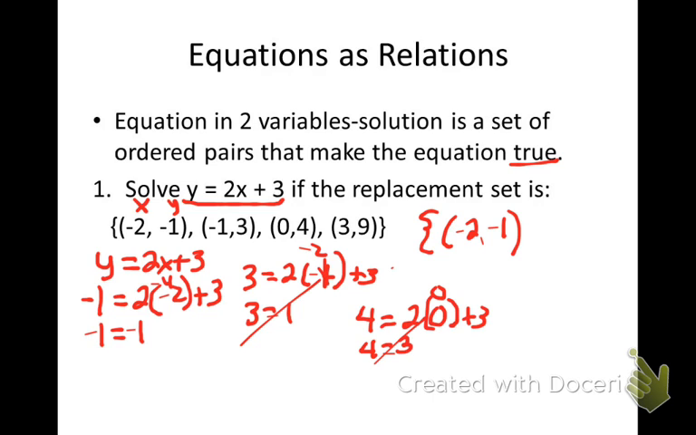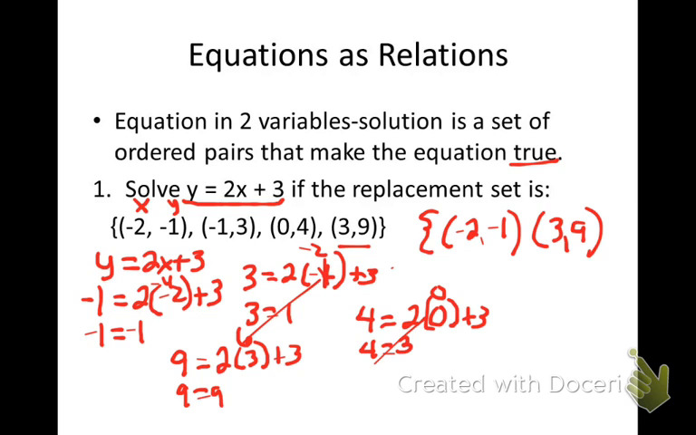No. So now I'm going to try the ordered pair 3, 9. So y is 9 equals 2 times x is 3, plus 3. 2 times 3 is 6. 6 plus 3 is 9. I get 9 equals 9. So yes, that is a solution. So the ordered pair 3, 9 goes in my solution.